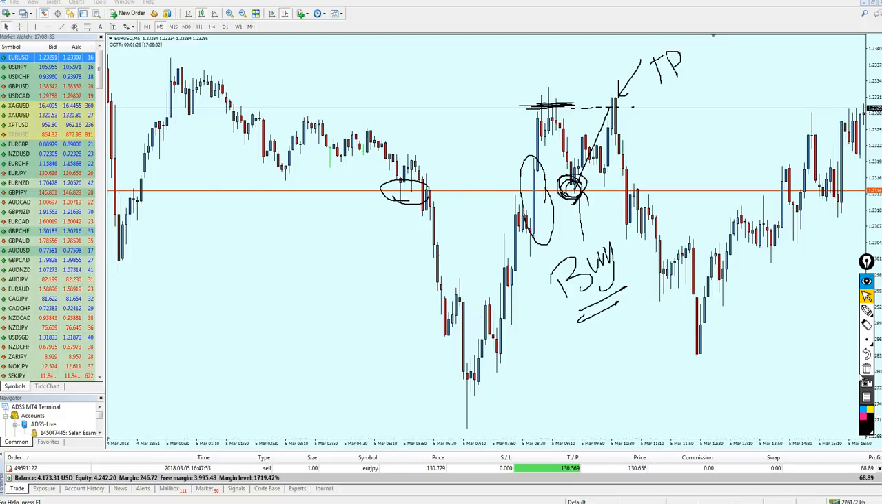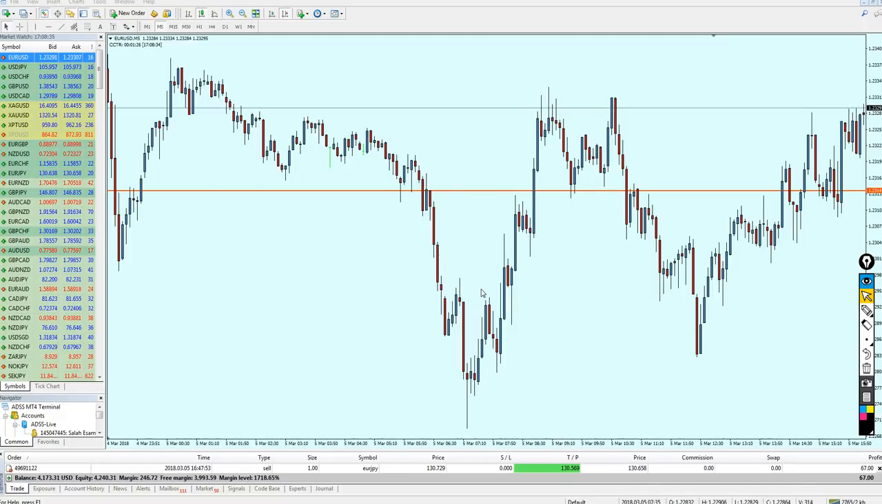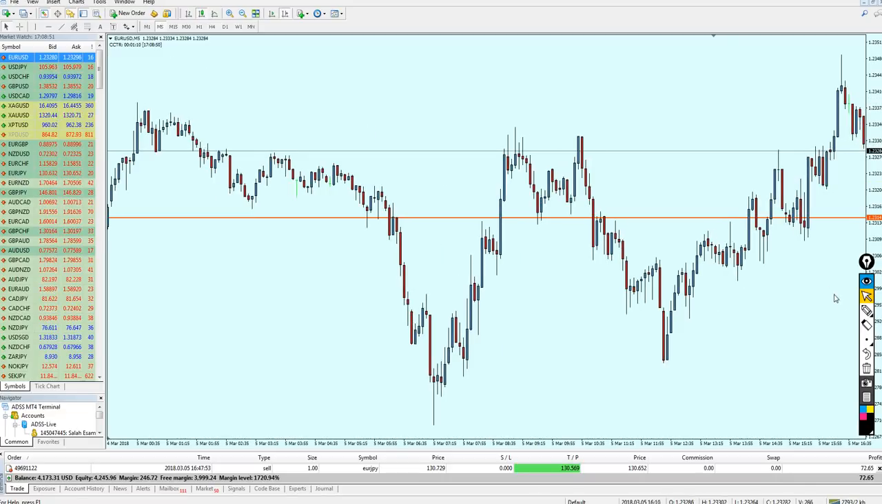Remember, if you are looking for a sell order, you want to look for the red breakout candles. If you are looking for a buy order, you want to focus on the blue or bullish breakout candles. Let me see another example.